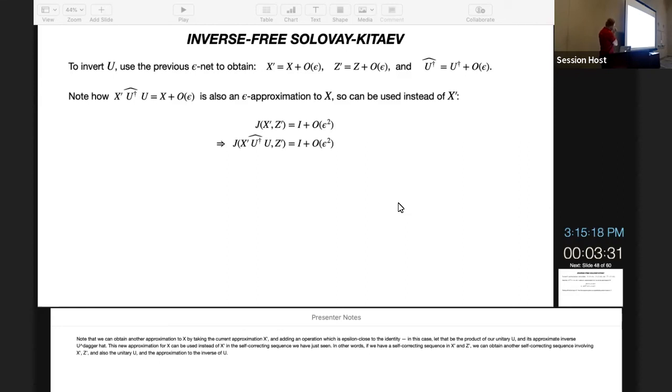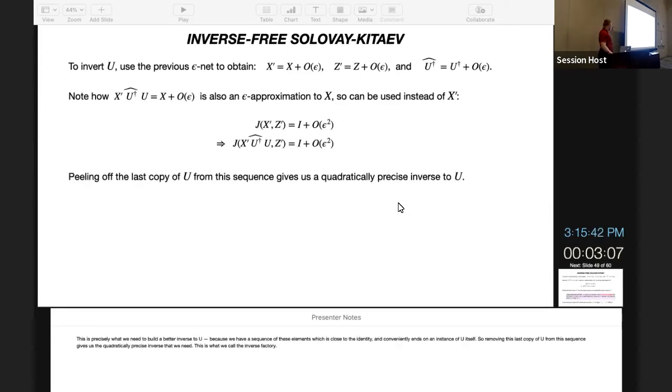And so if I have a construction involving x prime and c prime for this function, I can find a second version of x prime by multiplying x prime with this object, close to identity, made of the approximate inverse of u times u. So I will obtain a whole sequence based on the same pattern of x prime c prime, which approximates the identity to quadratic order, and which conveniently ends on an instance of u. Right? So if I peel off the last instance of u, everything coming before that functions exactly as a quadratically precise inverse of u. And this is the inverse method. Right? A similar trick was used to derive these other objects.